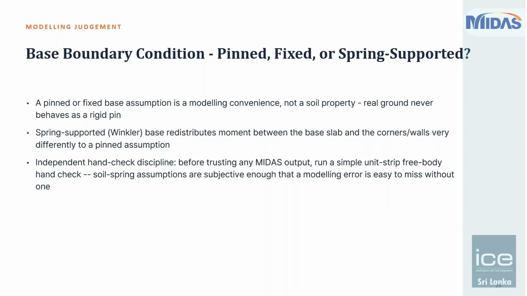Generally, we will assume a spring supported Winkler base, and that Winkler base redistributes the moments between the base slab and the corner walls very differently to a pinned assumption. So in case you have a pin assumption or fixed assumption, the moments that you'll see arising might be entirely different from what you get with springs. Obviously your spring supports are more realistic assumptions, but there's a catch that we would see in the next slides. But obviously the assumptions of pin and fix allow us to do some hand checks. So omitting this step is not altogether suggested, but we should have some sense of how much load is going to arrive based on pin and fix assumptions. And then when we assign the springs, we should compare it to how much was expected.